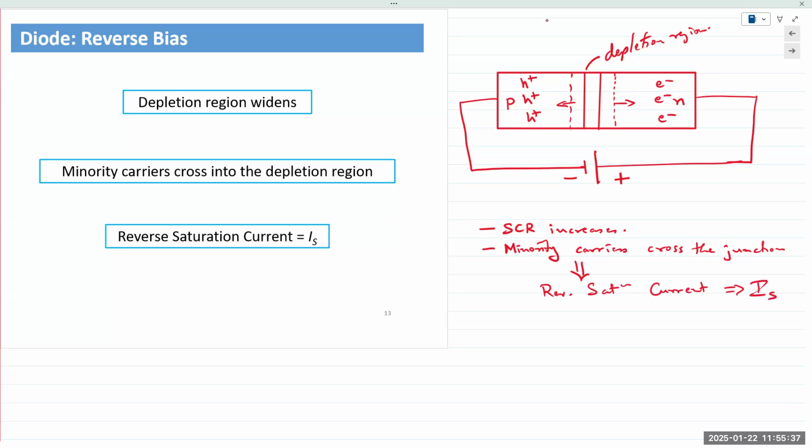Minority carriers mean holes on the N side and electrons on the P side, right? And so they would actually be repelled by the external voltage. And because they are being repelled, they cross over in the opposite direction of the majority charge carriers. And the current that results is IS. That's the reverse saturation current.